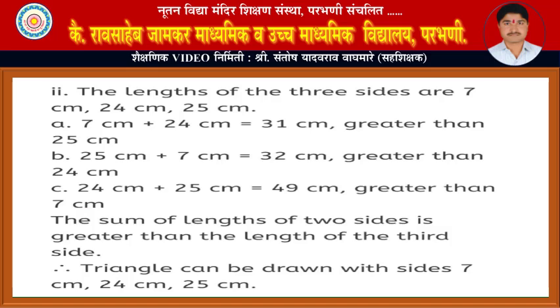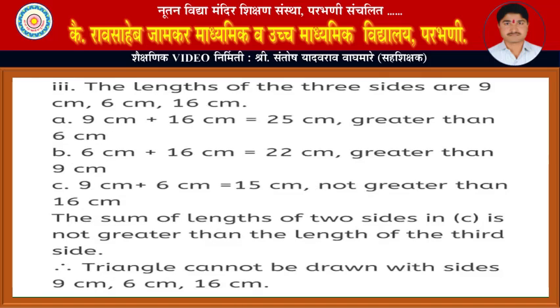That means in A, B, C the condition is fulfilled. We can say what condition? The sum of the lengths of two sides is greater than the length of the third side. Therefore, we can now state that a triangle can be drawn with sides 7 centimeter, 24 centimeter and 25 centimeter.